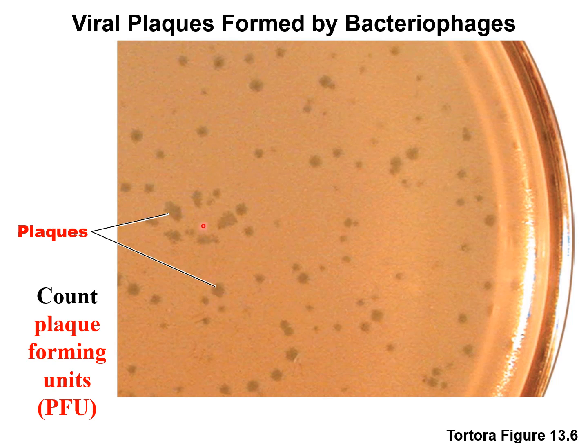The clear areas are called plaques. And then we count the plaque forming units, and that will give us an idea of how many bacteriophages or viruses that we started with originally.